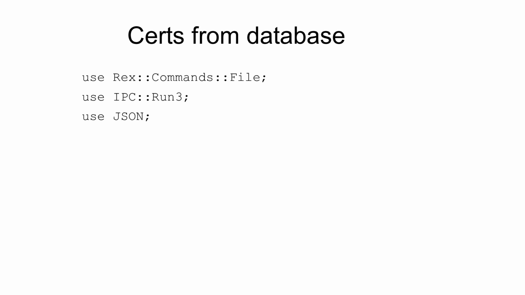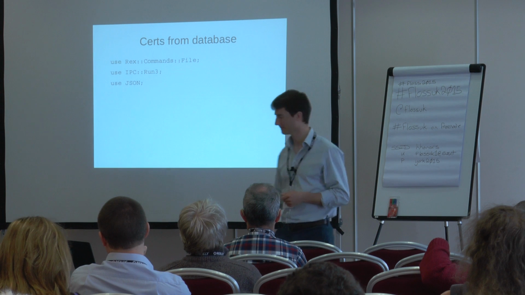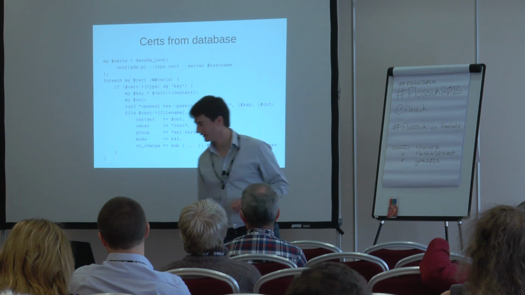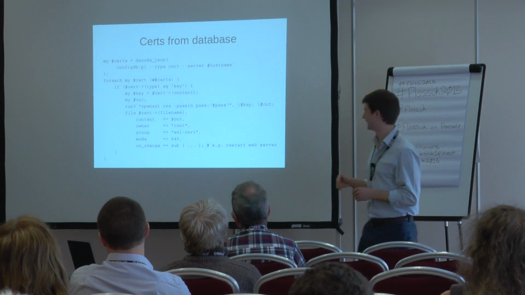So I'm using three main modules to do this. I'm using the file command to copy the certificate to the remote server. I'm using the IPC run3 command to execute a remote command, and you'll see why I'm doing that in a second. And then I'm using the JSON command again because the information is returned in JSON format. So this is it here.